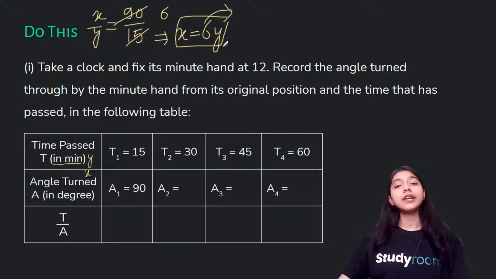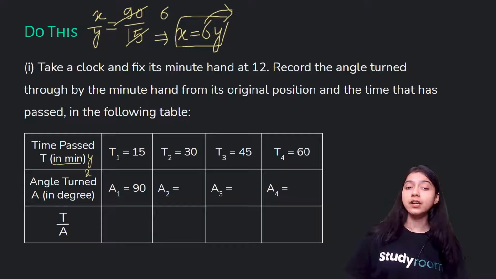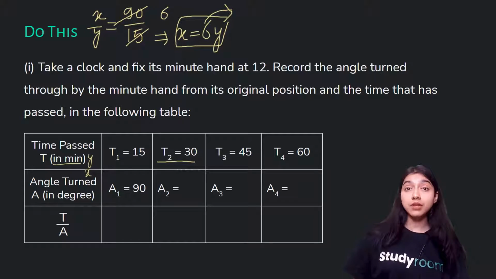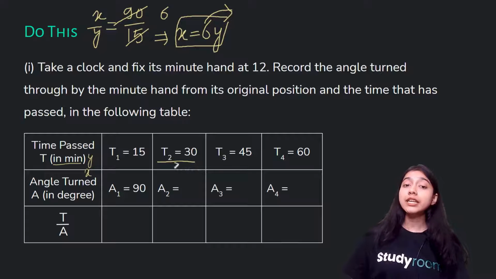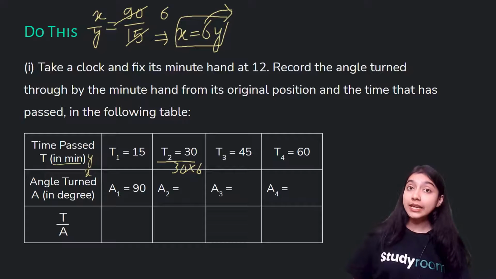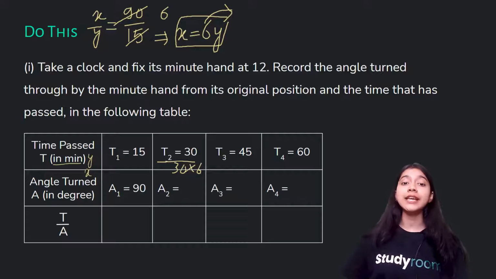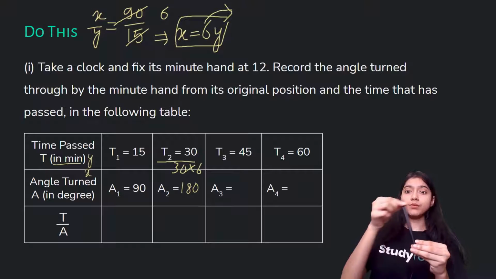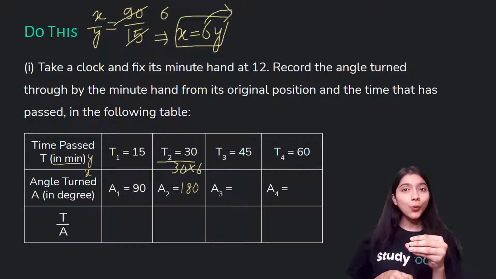Now we will try calculating the other values of the angle turned in the given time. The time that has been given to us is 30. So this is a direct proportion. In 30 minutes, the angle moved will be 30 multiplied with 6. Why? Because we have calculated this expression: x is equal to 6 times y. So the value of x2 will be equal to 6 times the value of y, that is 30. 6 multiplied with 30 gives us 180. So when the minute hand moves 30 minutes, the angle is a straight angle, 180 degrees.